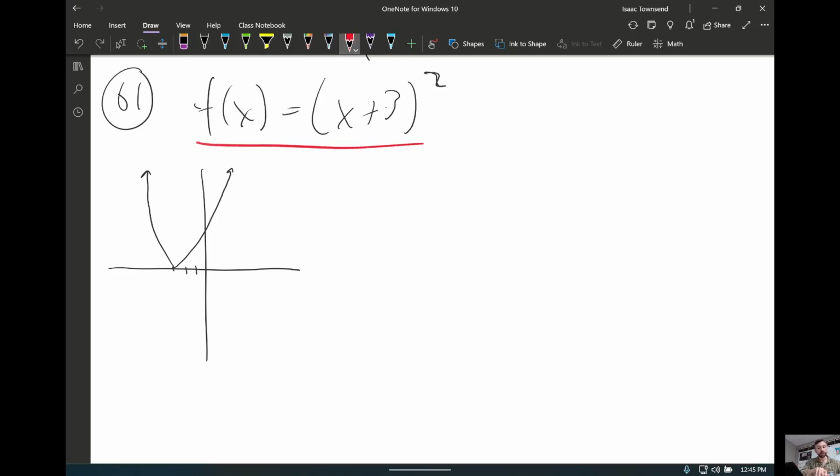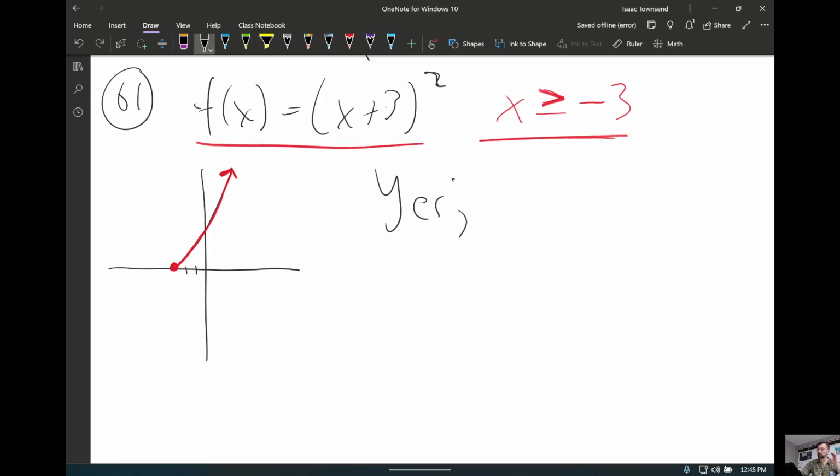But it also says out to the side only the part of the graph where x is greater than or equal to -3. So it's telling you to just keep this part and not that part. And because of this restricted domain, now it is one-to-one. So yes, it has an inverse, or yes, its inverse is a function.